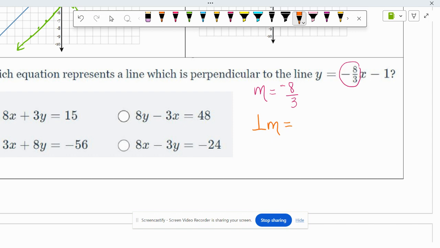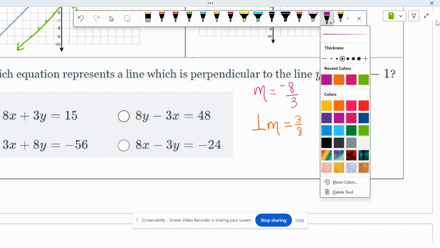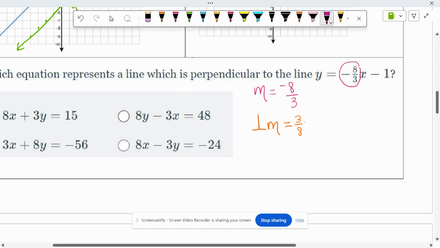What's the opposite of a negative? And what's the reciprocal of 8/3? Take the fraction and flip it. Yeah. So I'm looking for an equation that has a slope of 3/8. All right. All of these equations are written in some kind of standard form. So let's write this equation in slope intercept and see if we can manipulate it.